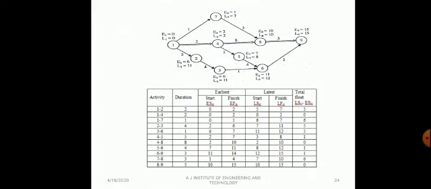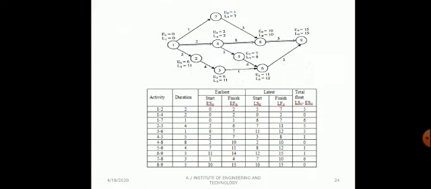This is the procedure to calculate the earliest starting times at each node. Starting from 0, write all the activity duration times on the arrow diagram. Then you calculate from 1 to 2, 2 to 3, 3 to 6, 6 to 9. Whenever two activities are merging at a point, select the maximum one.